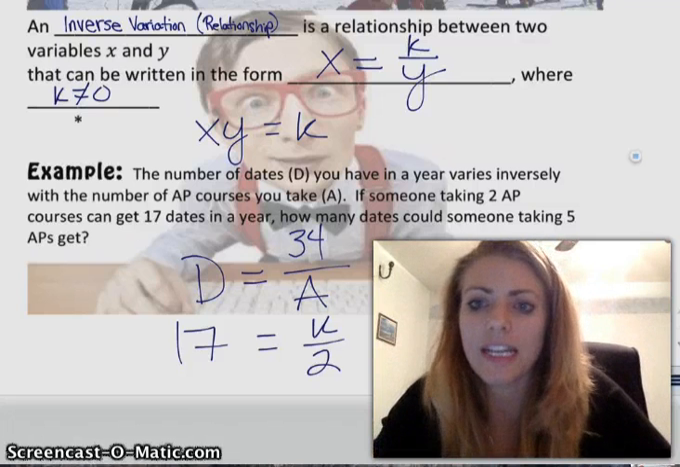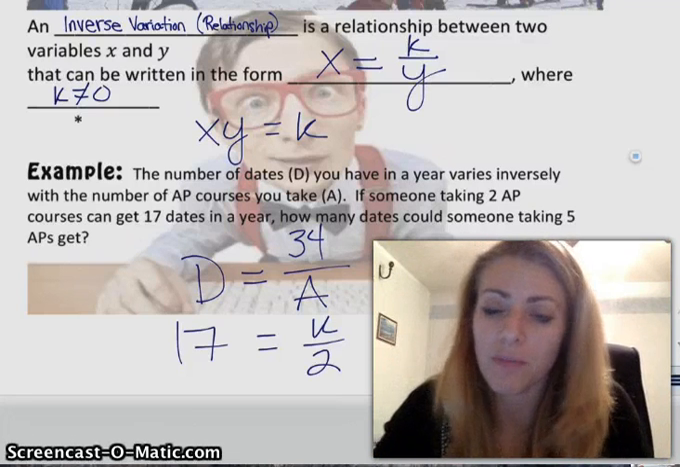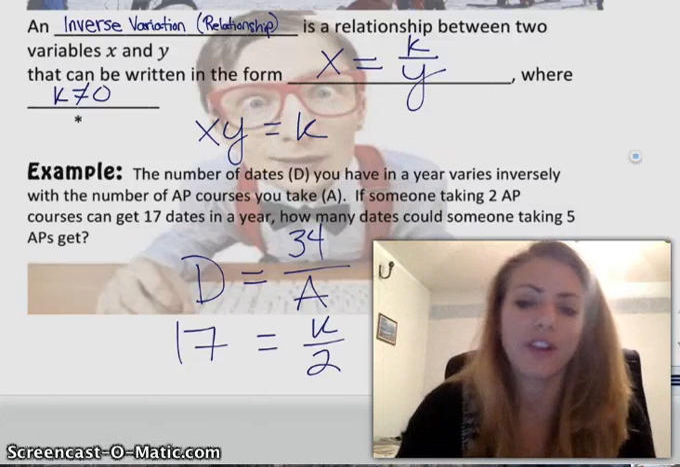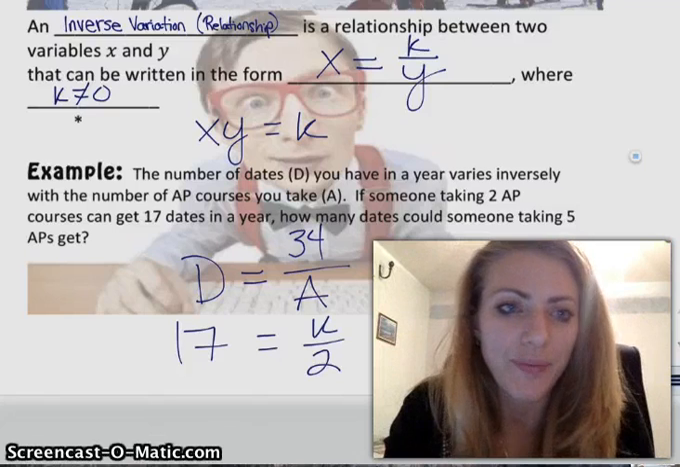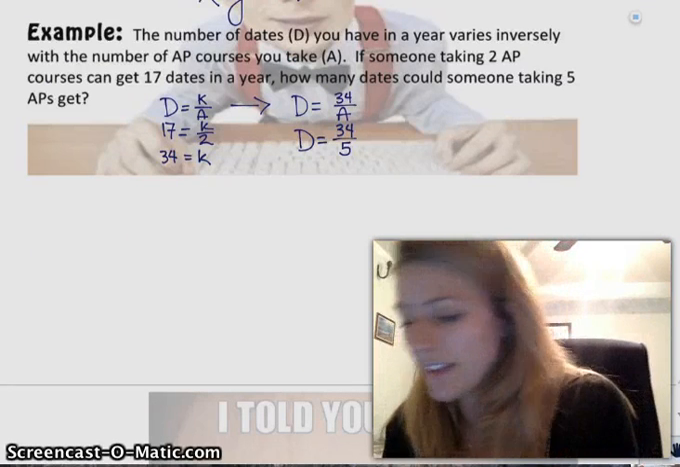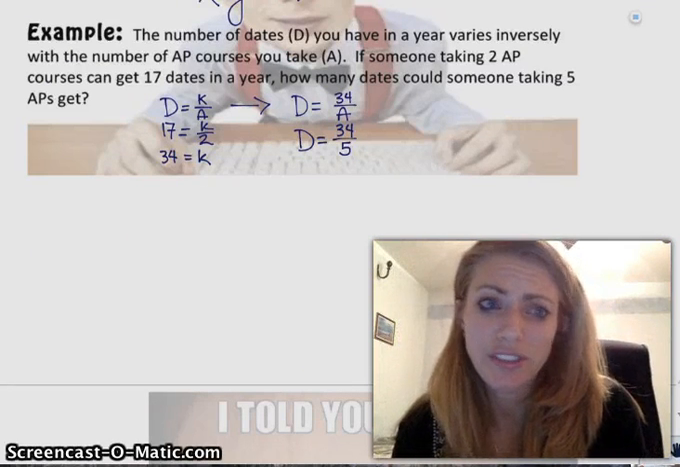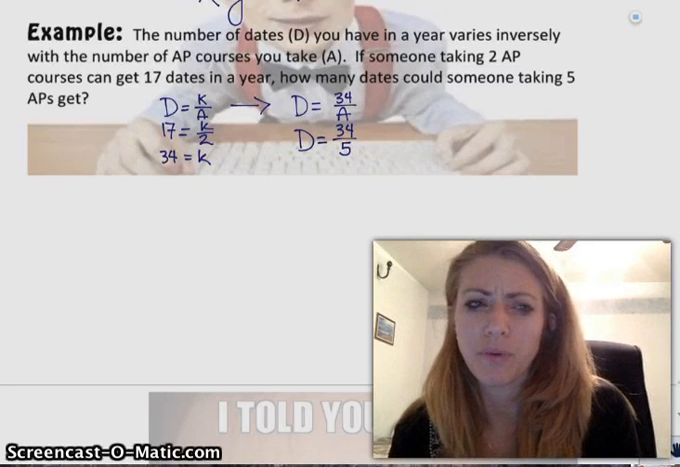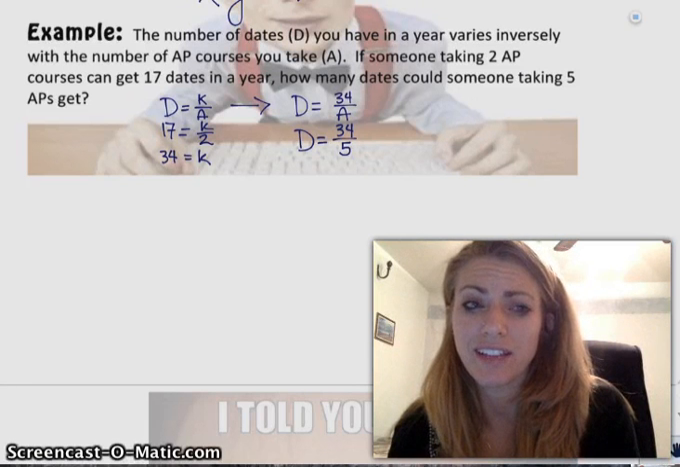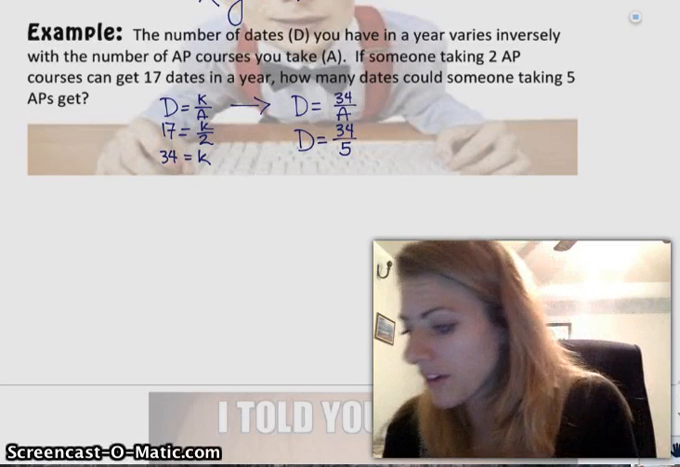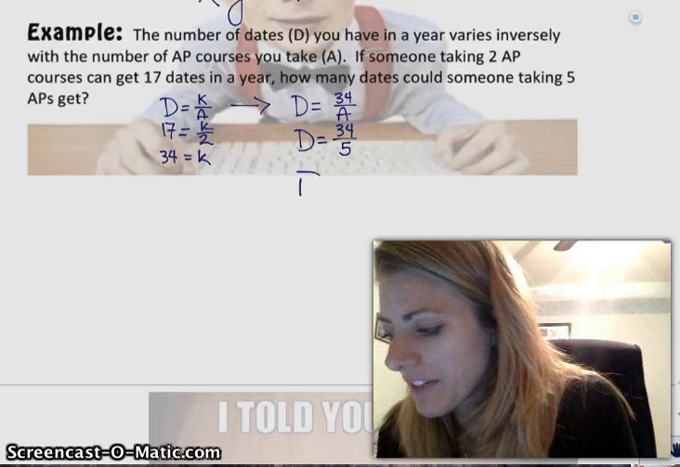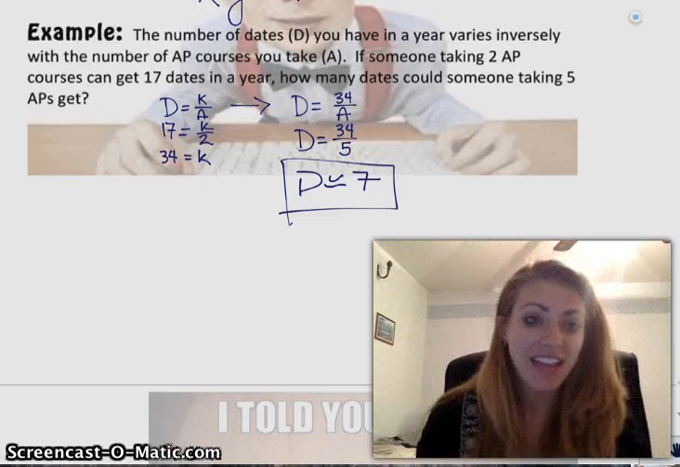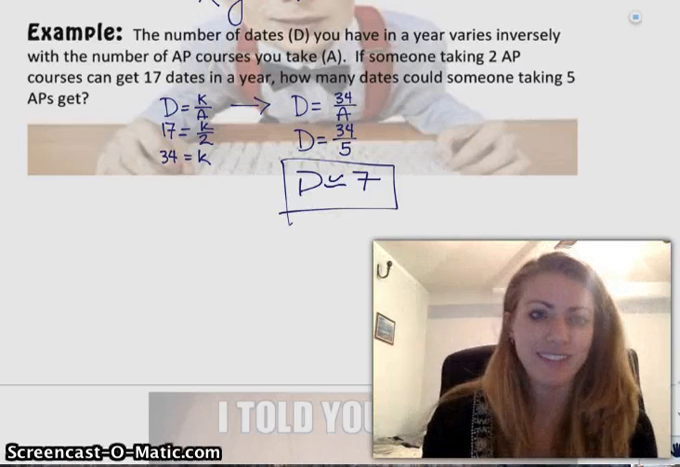So it says, and how many dates could someone taking 5 APs get? So then you would plug in 5 for A for your APs, and then figure that out. So you end up getting something like 6.8-ish dates. We're going to round that to 7 because that'd be a pretty rough 0.8 dates, ends early. I don't really know. Something crazy. So your number of dates is approximately 7. Okay, so that's an inverse relationship.